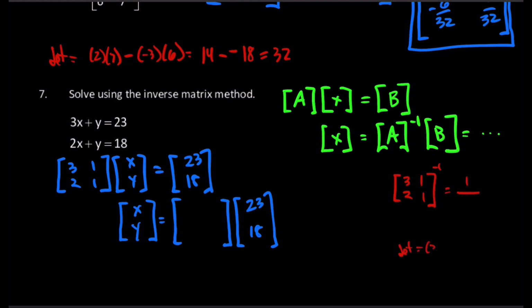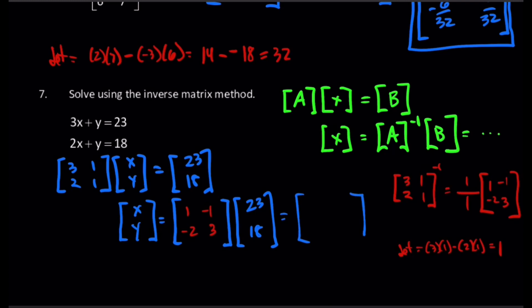It's simple. It's going to be 3 times 1 minus 2 times 1. I made it easy. 3 minus 2 is just 1. Okay, great. All we need to do then is interchange this diagonal and negate that one. All right, so 1, -1, -2, 3. That's actually going to be the inverse matrix. So now what we're going to do is multiply these two matrices.